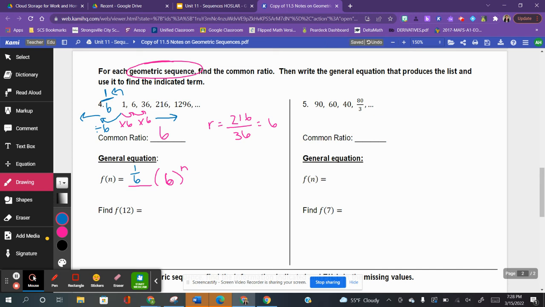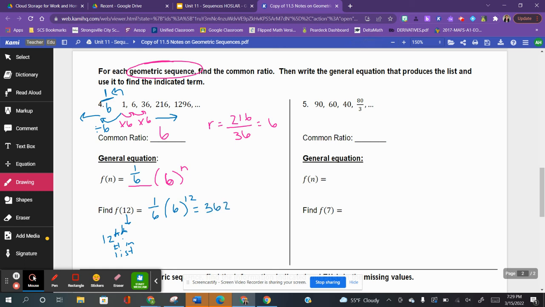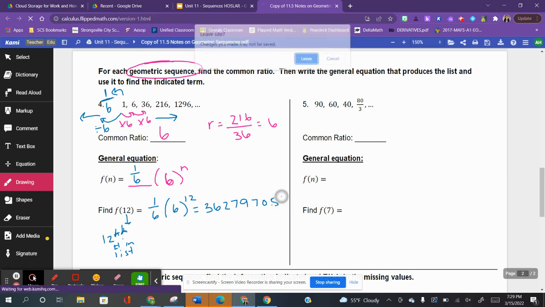Okay, and then I can go ahead and use this equation to find f of 12. Remember, 12th number in the list. So this is find the 12th number in the list. And so I'm going to say 1/6 times 6 raised to the 12. And you can type this into your calculator. You can type this into Desmos. And you're actually going to get a really large number. You're going to get the number 362,797,056.